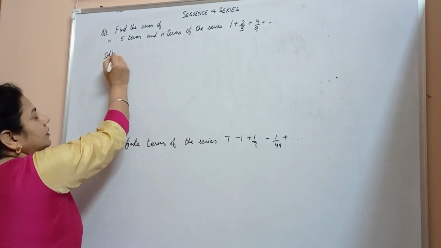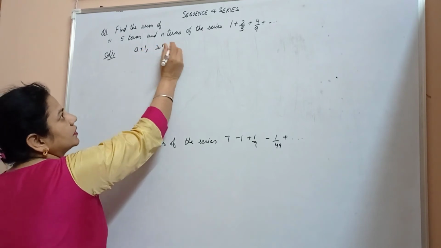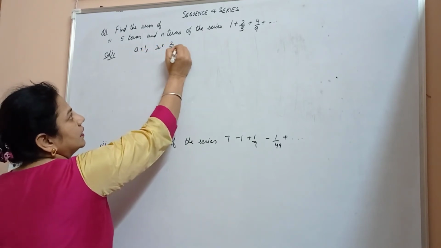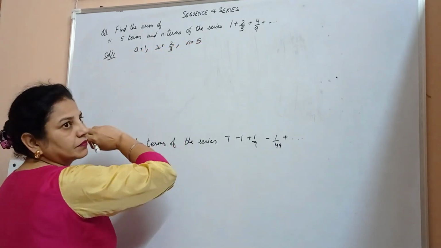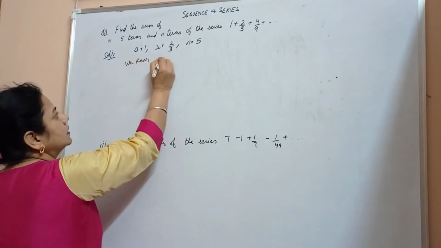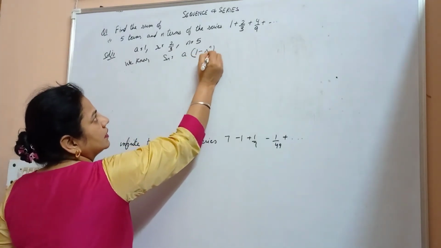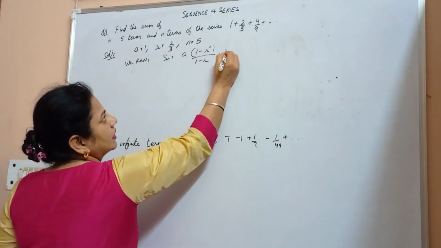First of all, we write the first term. Here the first term is 1 and the common ratio is 2 by 3. The number of terms is 5. We know that the sum of n terms is given as (1 minus r^n) upon (1 minus r) for r less than 1.